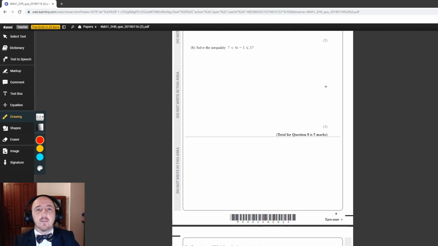For part B, we have these double inequalities, and we can just treat them as separate inequalities and solve them in a normal way. So I'm going to add 1 to both sides to get 8 is less than 4x, less than or equal to 18. So I've added 1 to everything here. And then I can divide by 4. So I get 2 less than x less than or equal to 4.5.